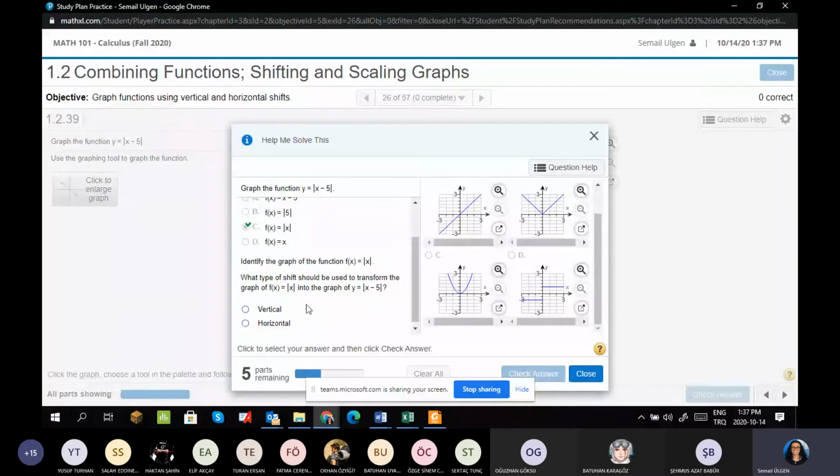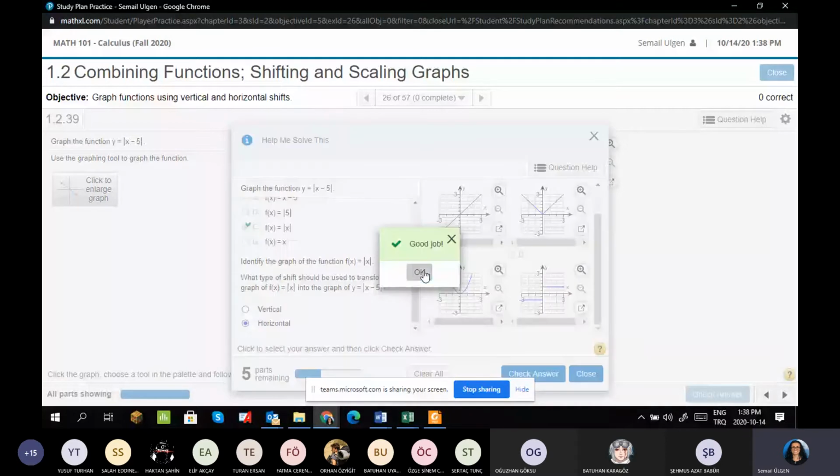Is it vertical or horizontal? Okay, so here you should remember that we had the vertical shift if we change the value of y, but it's going to be a horizontal shift if we change the value of x. Here, the value of x is changed, not the y, okay? So this is the horizontal shift. Let's check the answer. Good job.